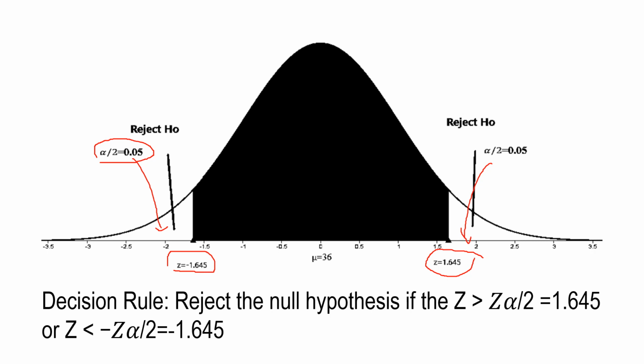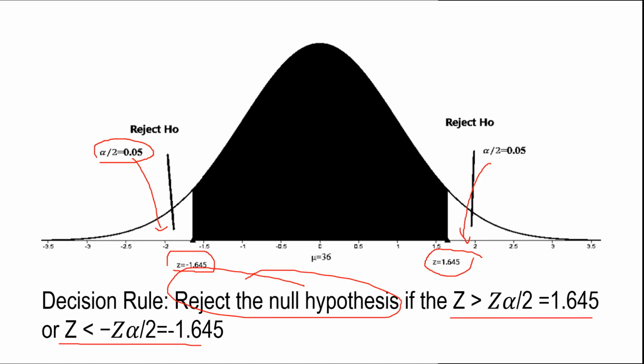So we need to reject the null hypothesis if the Z is greater than Z sub alpha over 2, which is equal to 1.645, or your Z is less than negative Z sub alpha over 2, which is equal to negative 1.645. So we need to satisfy this condition before we reject your null hypothesis.